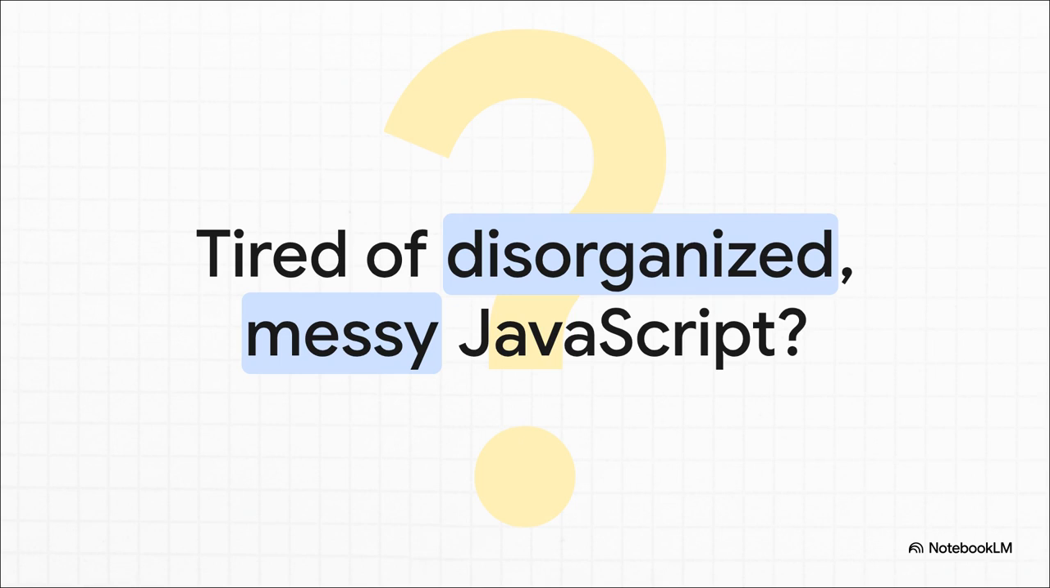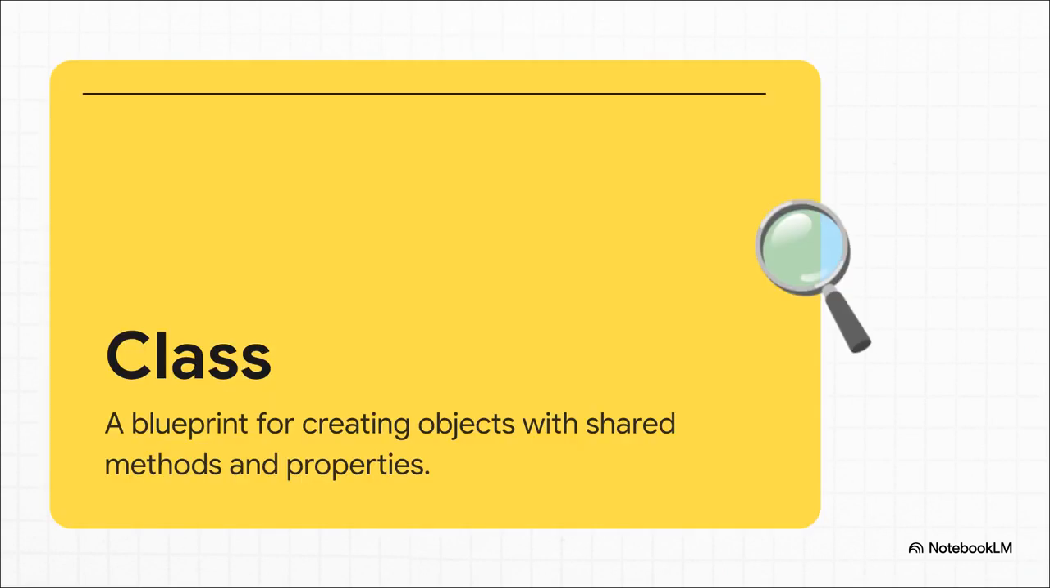So let me ask you this. Have you ever been deep in a project and it just starts to feel chaotic? You've got functions over here, data over there, and nothing feels connected. It gets tangled, hard to follow, and even harder to change. Yep, we've all been there. But don't worry, there's a fantastic solution for this exact problem. And that solution is the class.